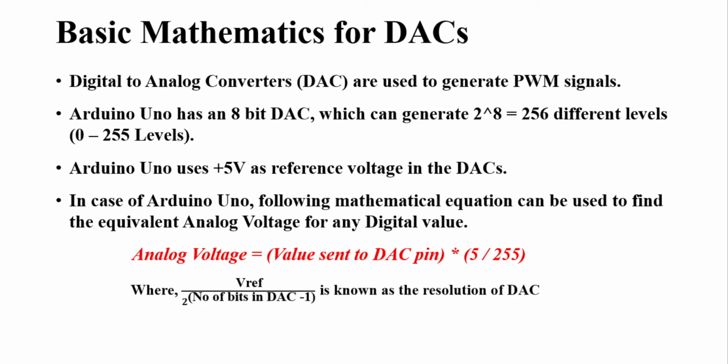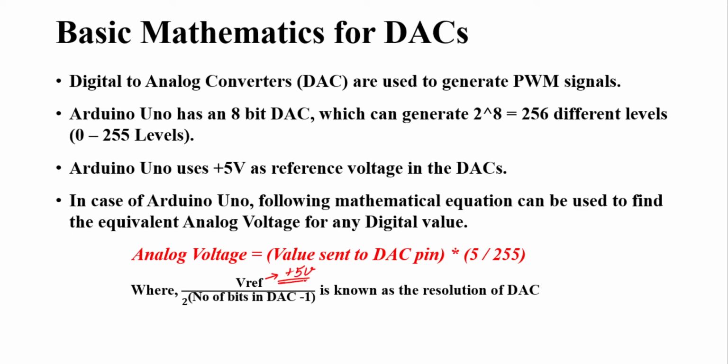So for example, this equation can be reduced in this way, where Vref divided by 2 to the power the number of bits in the DAC minus 1, which is 255 in our case, is known as the resolution of the DAC. So the resolution of the DAC is nothing but voltage reference divided by 2 to the power number of bits in the DAC minus 1. Vref in our case is plus 5 volt, but it may vary.